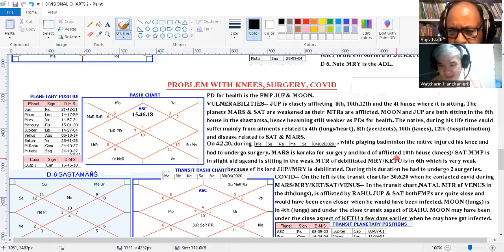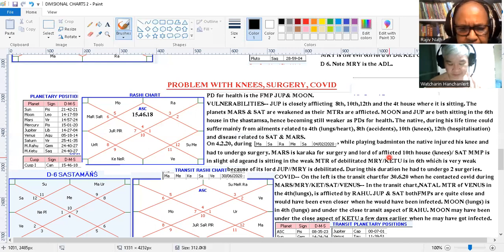No, from the main chart. Okay, sir, the main chart. We are combining both: we look at the main chart, Shashtamsa, and then look at the transit also.